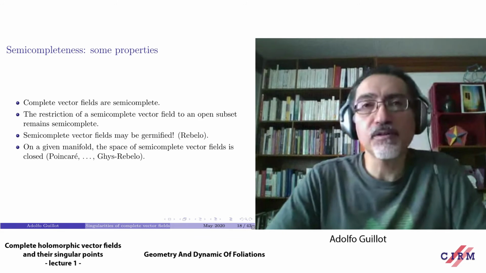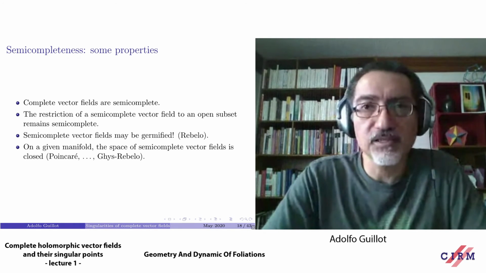There are examples, for example, of sequences of vector fields, maybe in C2, that converge to vector fields that are not complete. The space of complete vector fields is not a closed one, but the limit will be complete.